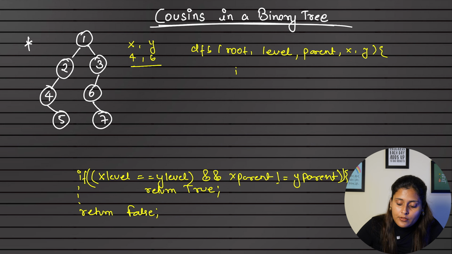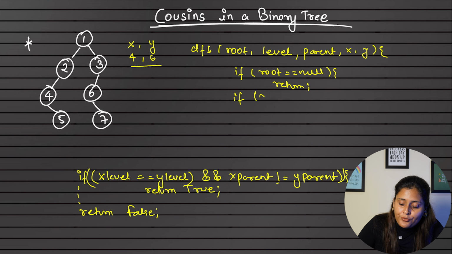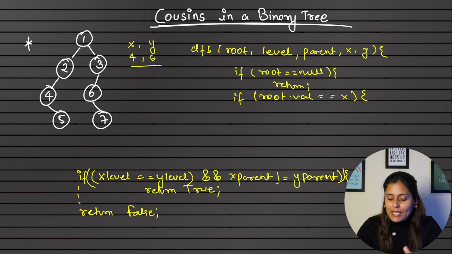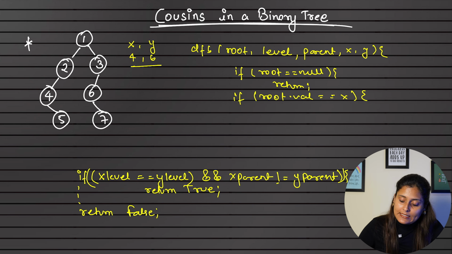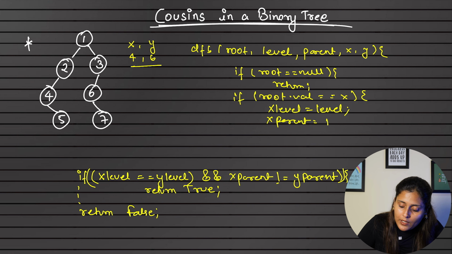Now, what is the task? First, the base case: if my root is null, return, correct? Next task: if my root value matches with x, what do I have to update? Suppose I am standing here and my value matches with x. So what do I need to update? Can I say x level will be nothing but the level of this, and x parent is nothing but the parent of this? Yes. So x level is equal to level, and x parent variable is equal to parent. Very simple. Now what it will be, we'll see this later.